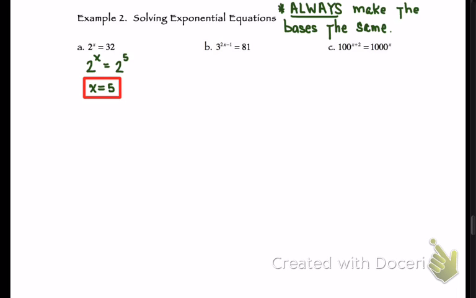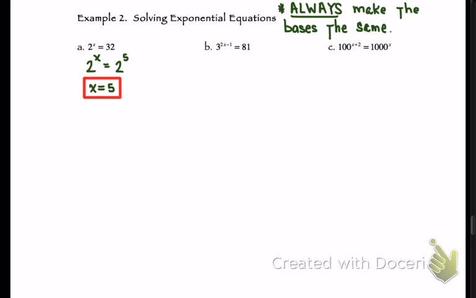And in this case, I knew already before solving this algebraically that 2 to the 5th power was 32, but now I just showed you how we could do it algebraically because I don't think you're going to be able to do these in your head. So understand, make the bases the same, then drop the base, set the exponents equal to each other, and if you need to, solve for x. Alright, let's get a little bit more difficult.